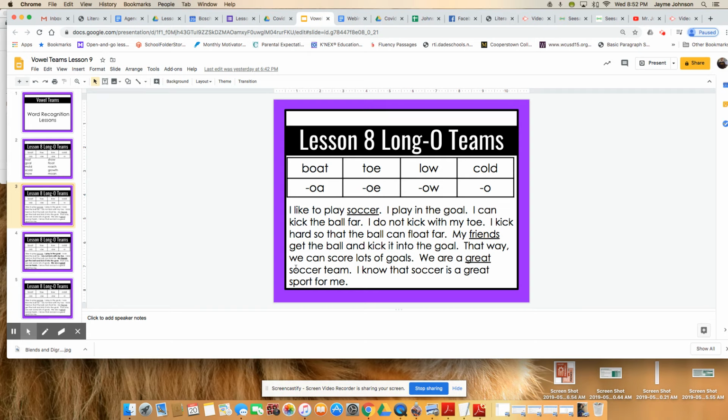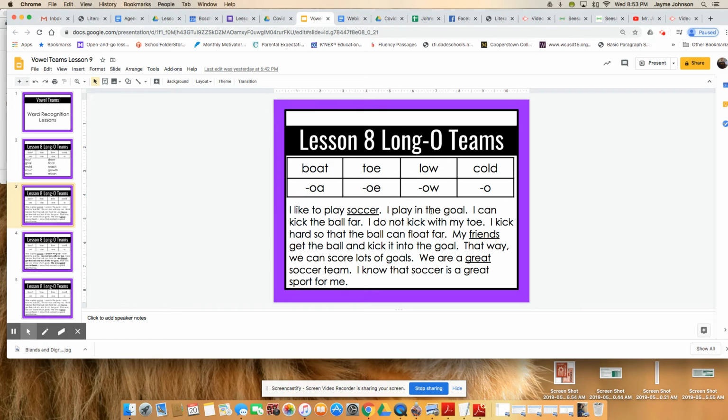That way we can score lots of goals. We are a great soccer team. I know that soccer is a great sport for me.